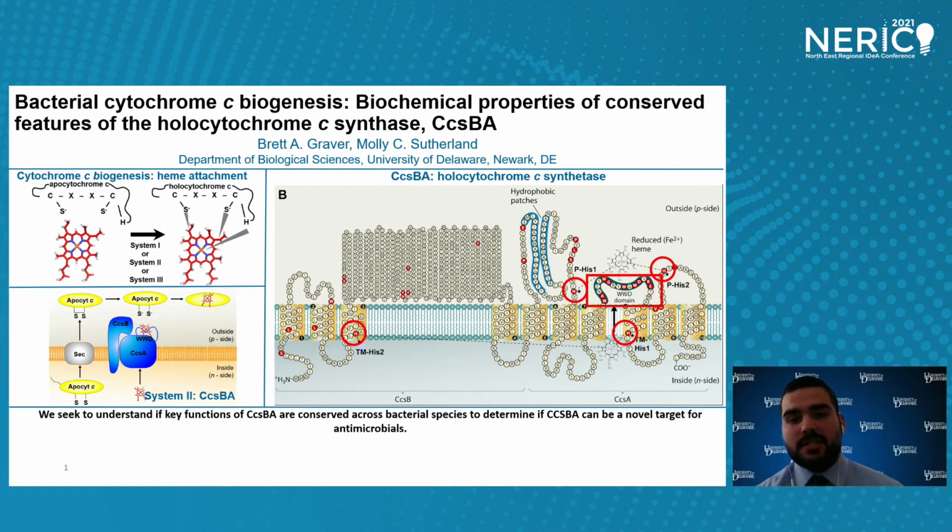CcsBA itself has a low sequence identity across species, however, maintains key conserved features, including 2 transmembrane histidines, 2 periplasmic histidines, and a WWD domain. We seek to understand if key functions of CcsBA are conserved across bacterial species to determine if CcsBA is a novel target for antimicrobials. Next slide.